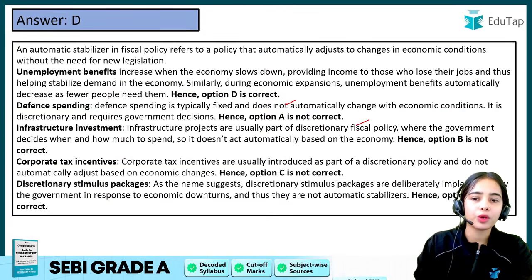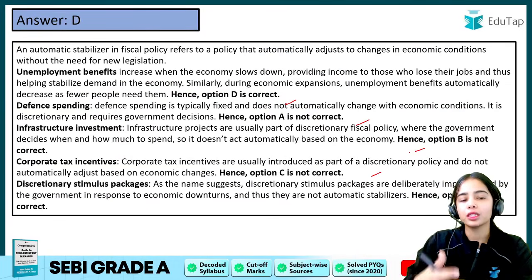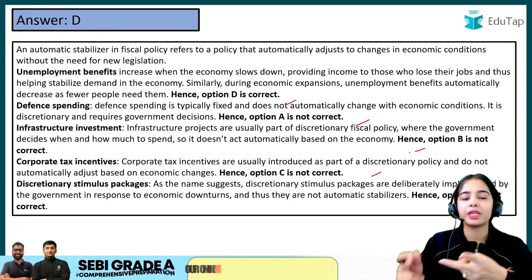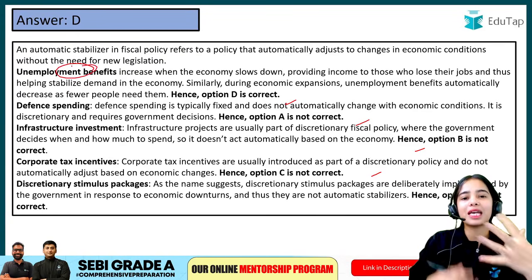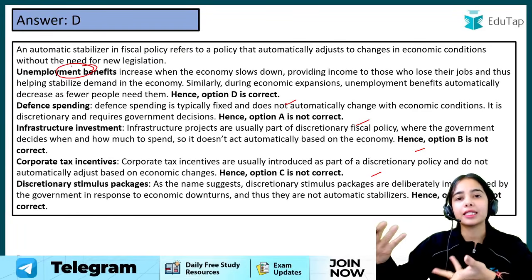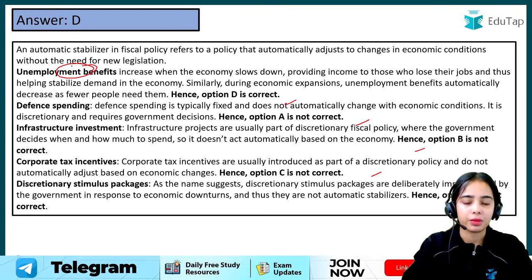You can read more about the other options also. The other options, like the defense spending, are deliberate, infrastructure investment is deliberate, and such. But the unemployment benefits automatically affect and stabilize the economy.